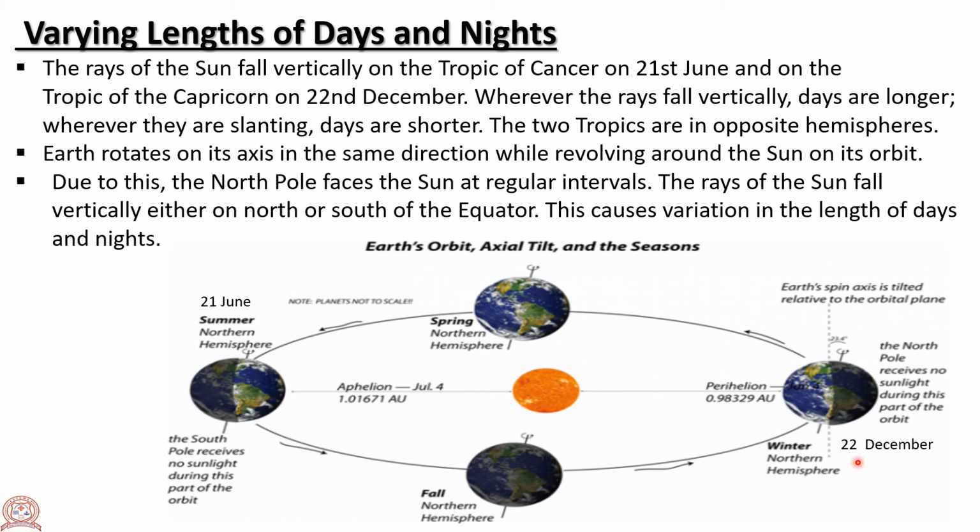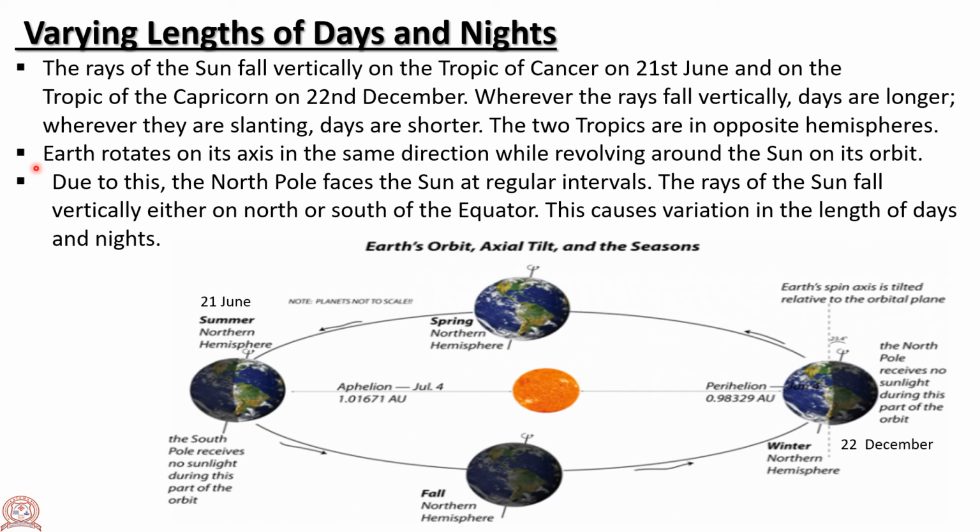On 22nd December, the sun rays fall directly on the Tropic of Capricorn. Tropic of Capricorn is in the southern hemisphere. So the days are very long in the southern hemisphere while the days are short in the northern hemisphere because the sun rays fall slanting. The North Pole receives no sunlight during this part of the orbit.